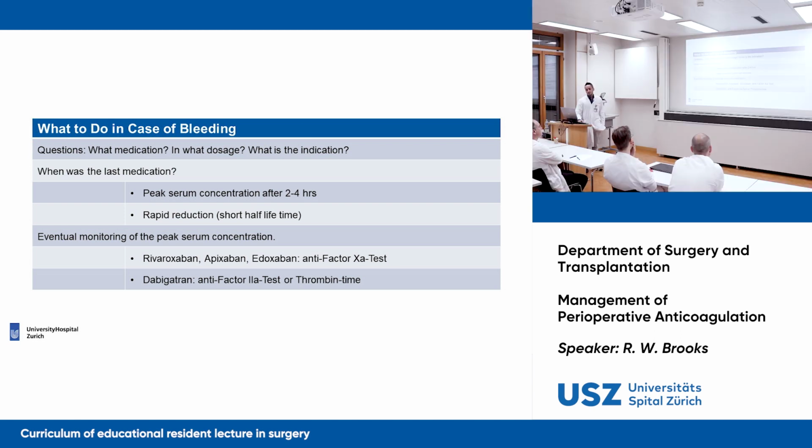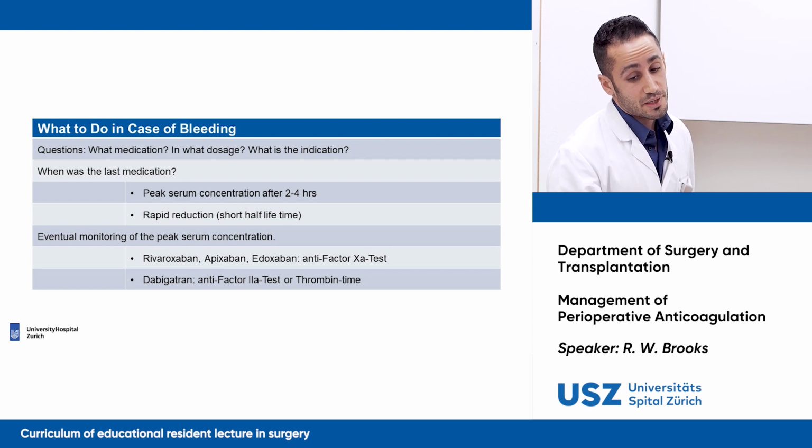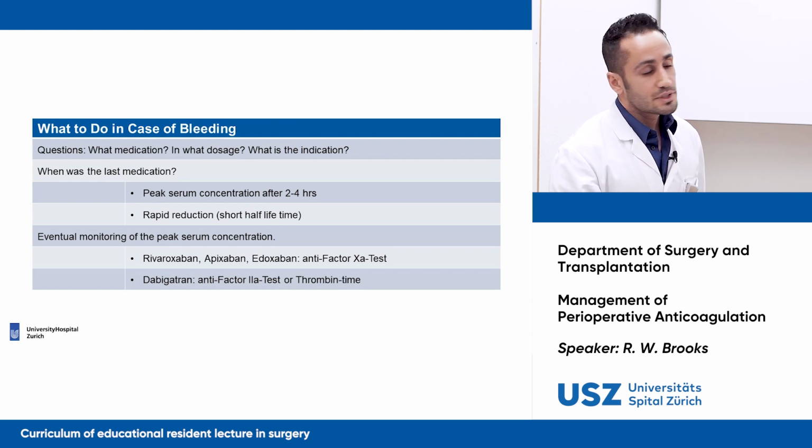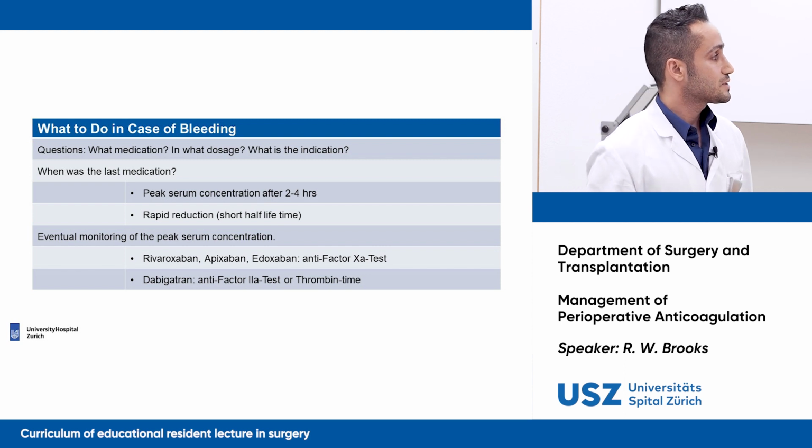So what do we do in the case of bleeding? The questions are: what medication did the patient take, with what dosage, and what was the indication? And of course, when was the last time that the patient took the medication? The peak serum level, as I said, arrives about 2 up to 4 hours after the medication, and the rapid reduction because of the really short half-life is beneficial for us. There's also the matter of monitoring the peak serum level with an anti-factor 10A and also an anti-factor 2A test, or thrombin time.